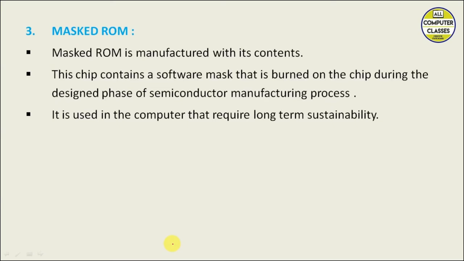Next is masked ROM. Masked ROM is manufactured with its content. While it is being manufactured, the content is written at that time. This chip contains a software mask that is burned on the chip during the design phase of the semiconductor manufacturing process. It is used in computers that require long-term sustainability, right?